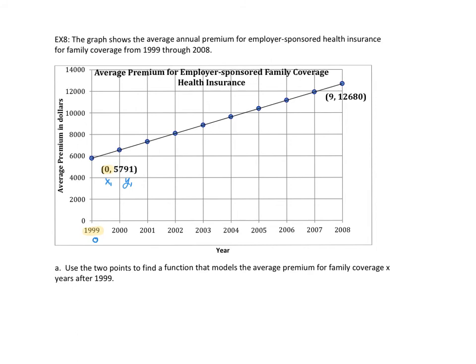If you look at part A, it says use the points to find a function that models the average premium for family coverage x years after 1999. So since x represents the years after 1999, when my x value is equal to 0, I'm at the year 1999. Sometimes with these graphs, you have to be really careful about what your x or y values stand for. So in the year 2000, that's 1 year after 1999, so that's where my x value is 1. In 2001, the x value is 2, and so on.